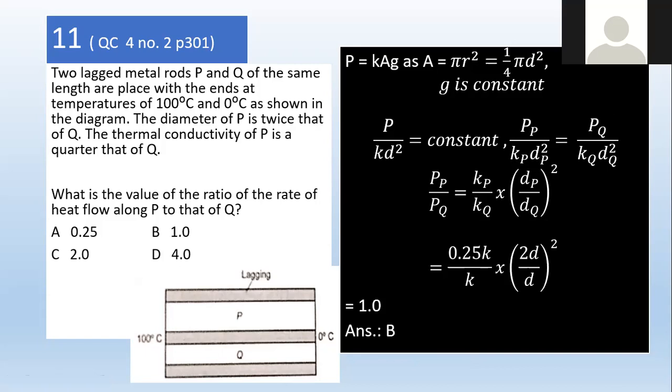But what I did was right. The first one, I did P equals to KAG for the P, not the Q. So P, what I did was, because they say the thermal conductivity of P is a quarter, right? So I put 1/4 Ka times 100 over X. Cannot like that. If it's a quarter, that is a quarter. Yeah, sorry, 1/4 times 2 Ka times 100 over X.